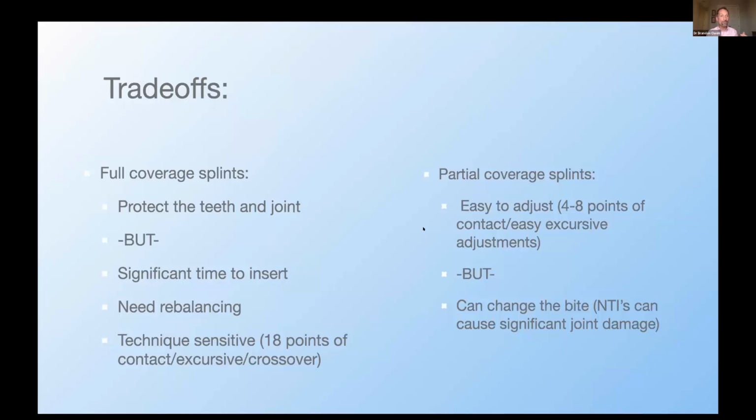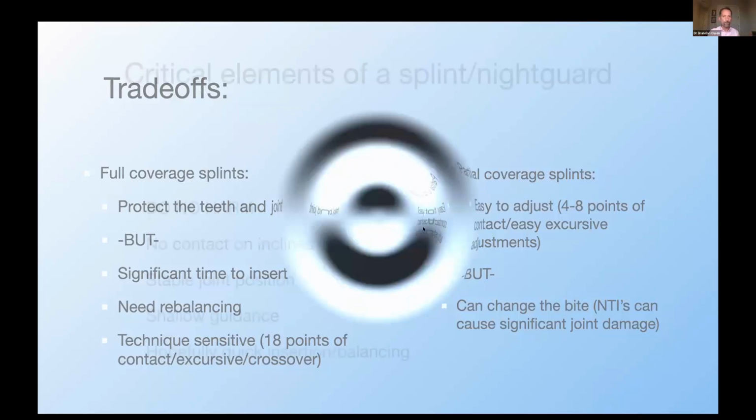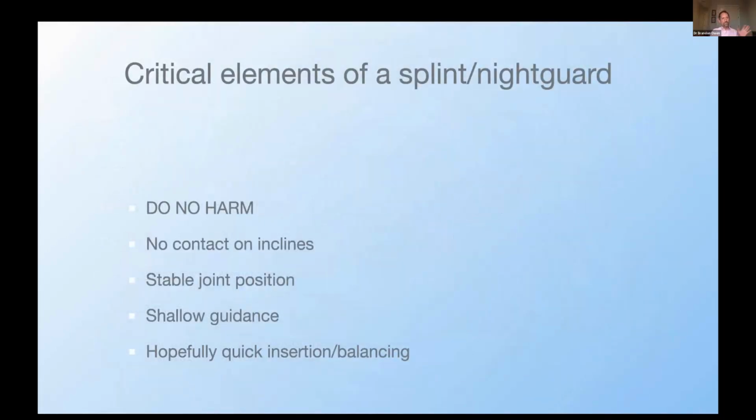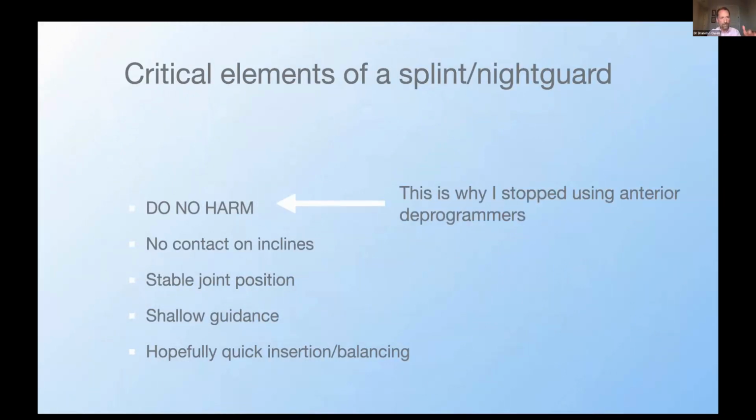Partial coverage splints, you can go to a weekend course and put them in quickly. They're super easy to use. You can feel like a rock star right out of the gate, but they can change the bite. They typically can need orthodontics as follow-up treatment, or hopefully you haven't advanced the joint condition even worse. And so, as I said, do no harm is number 1 for me. No contact on inclines is the other big one.